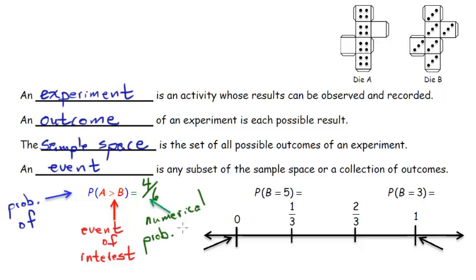So I want to look at some examples of this notation here. So here I have, what is the probability that B equals 5? So if I look over here, here's die B, it's all 3s. So what's the probability that I rolled this die that has only 3s on it and that I get a 5? Well, that's impossible. So we would represent that with 0. So the probability of 0 down here on the number line would be an impossible event.